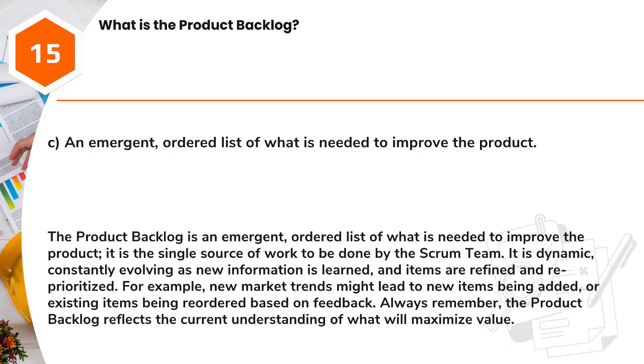Answer: C. An emergent, ordered list of what is needed to improve the product. The product backlog is an emergent, ordered list of what is needed to improve the product. It is the single source of work to be done by the Scrum team.